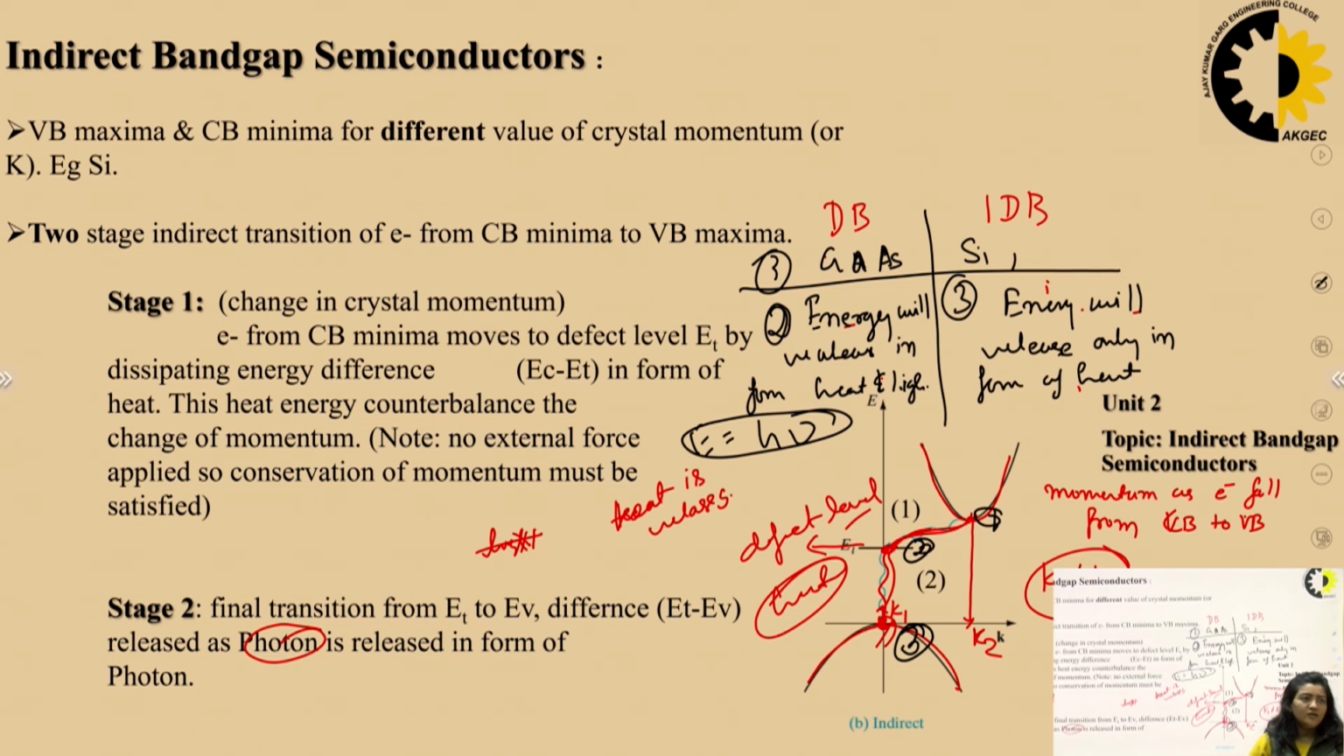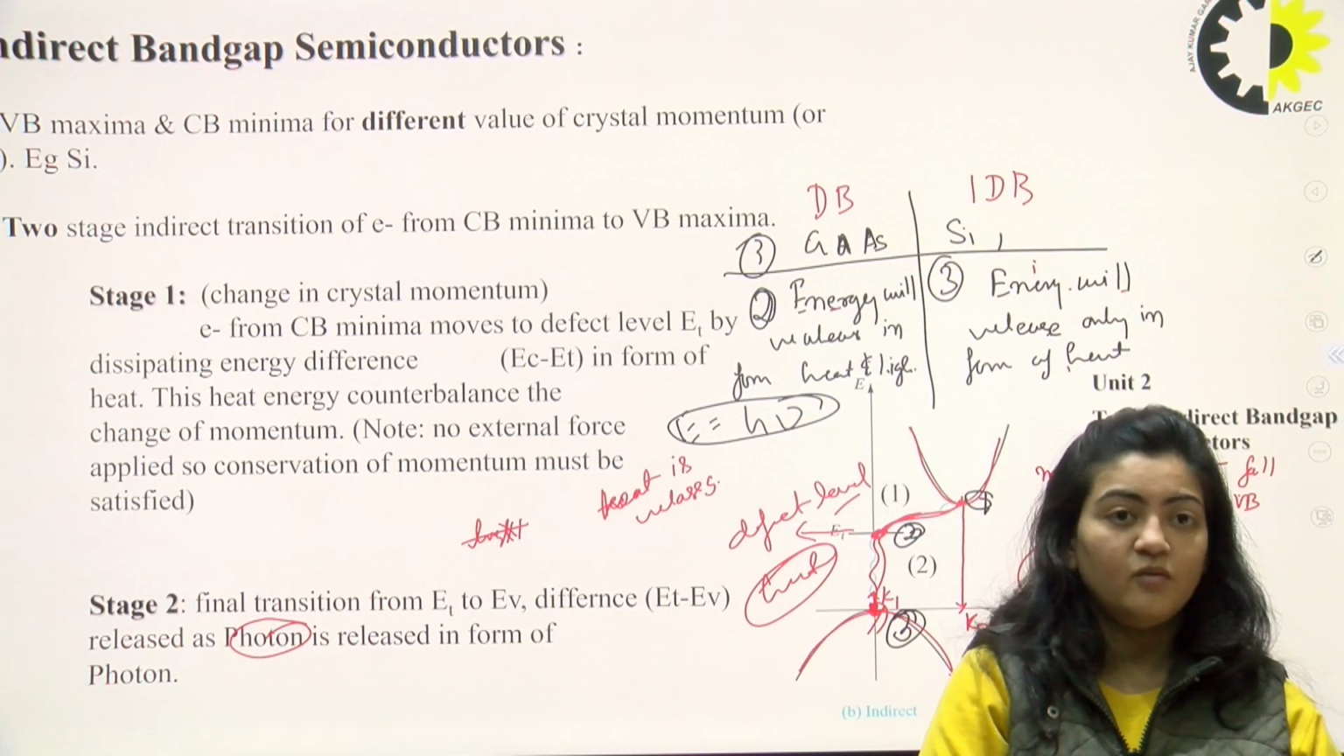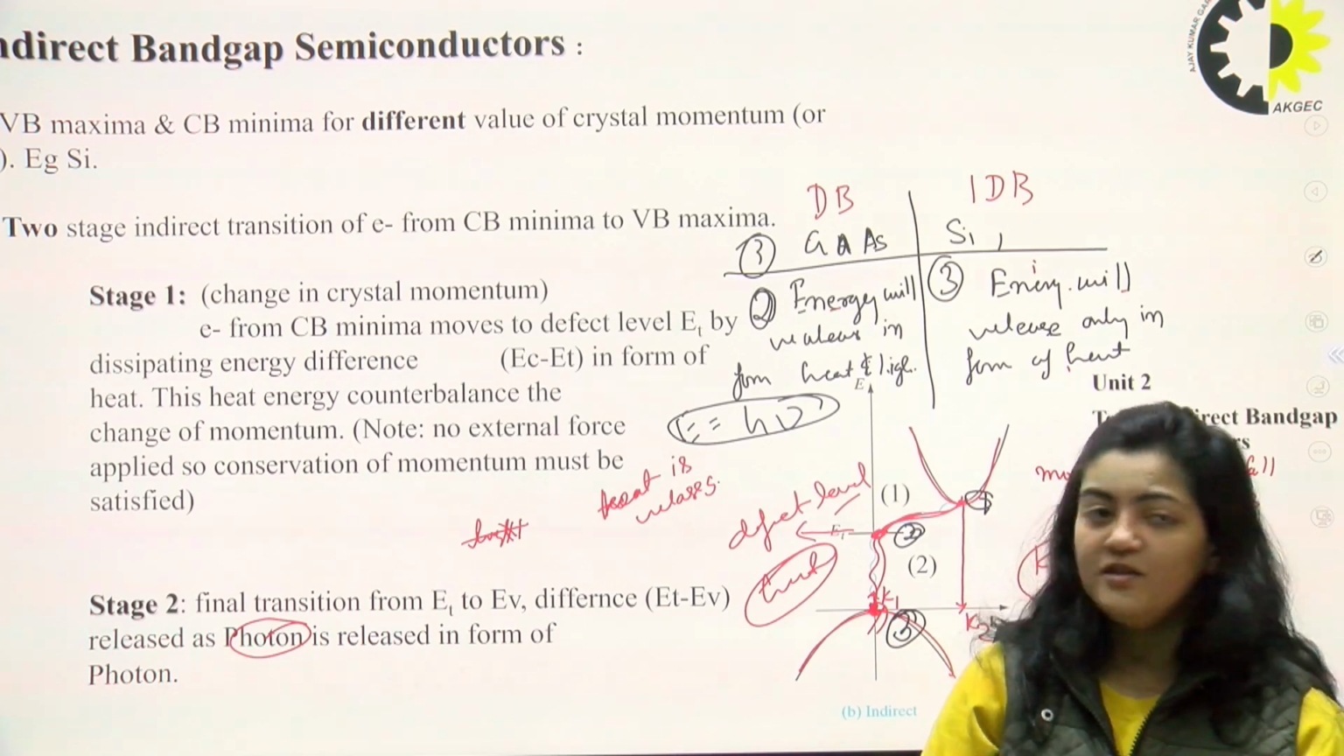So this is about the band gaps of a semiconductor, and how in semiconductor materials the energy band is formed, and how there is a splitting of energy bands from the higher energy level to the lower energy level.